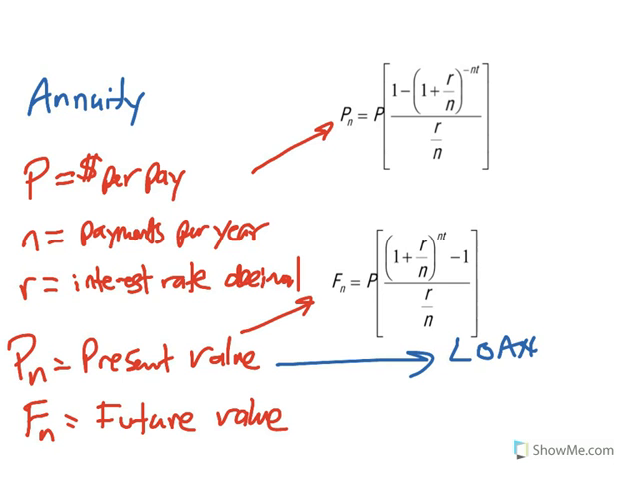Future value is often associated with you investing some type of money. You save $1,000 a year, put it into some type of account, and you're hoping that in the future this money is going to grow. So this is usually some type of investment. Let's do some examples.